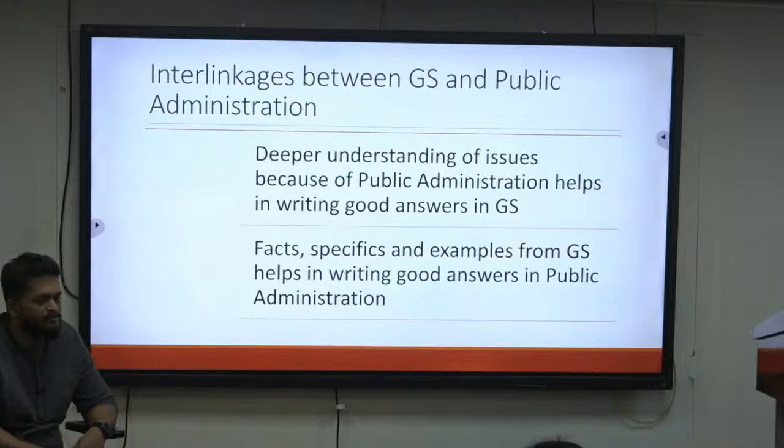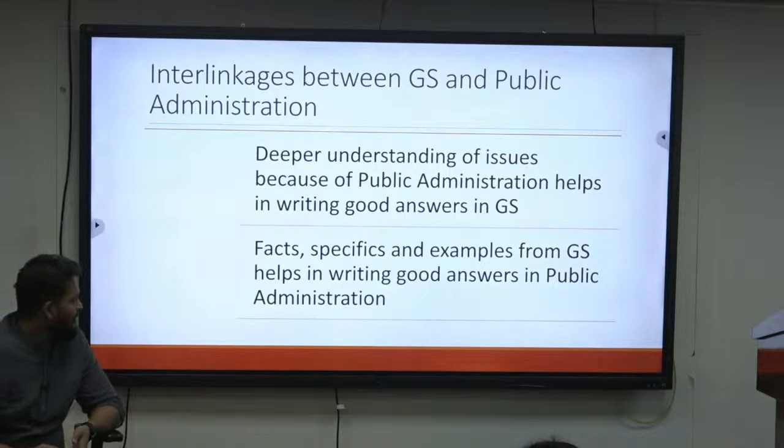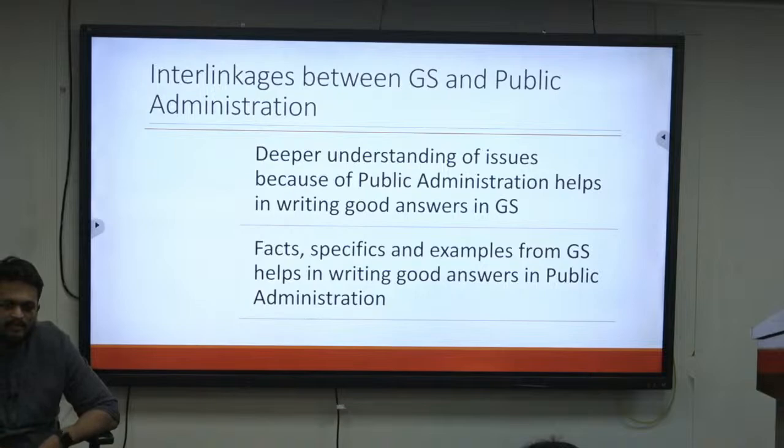Current affairs is important for public administration. So if you are good with current affairs, it's nothing else. Same thing, whatever you study for GS, the exact same current affairs, same event, same news, you have to write in public administration also. If you write that, then you will score about 20 marks extra in public administration. You understood?